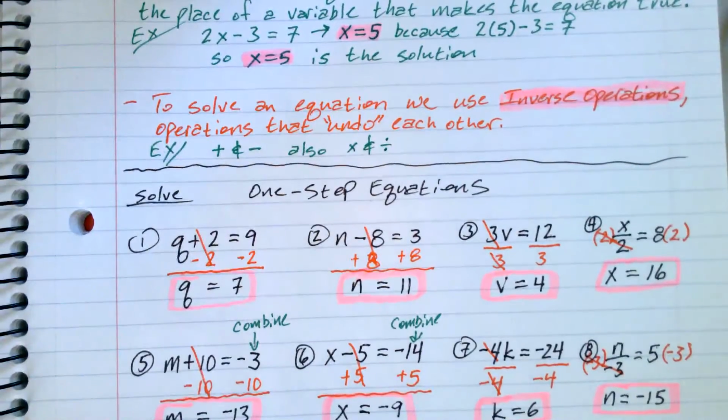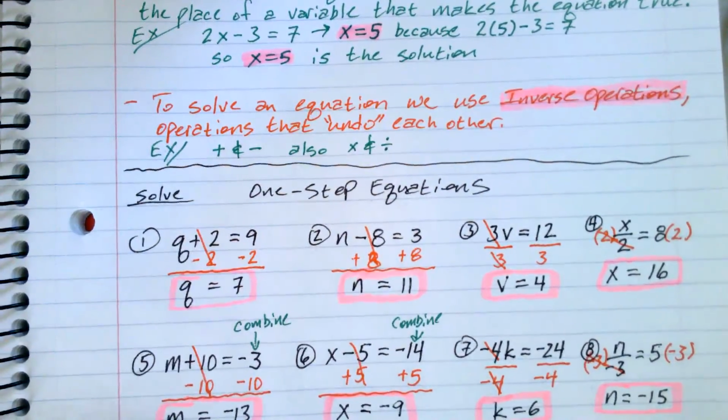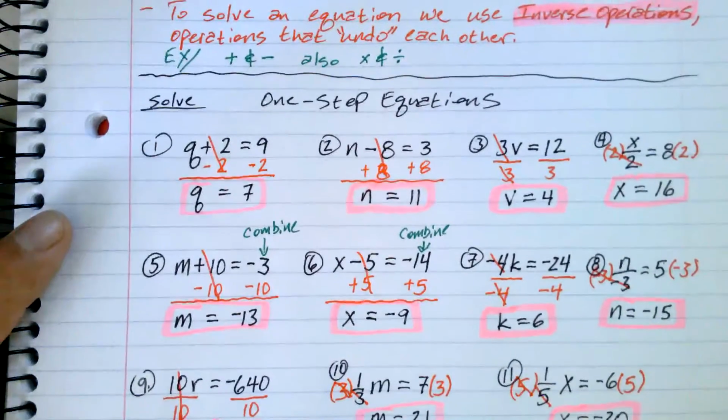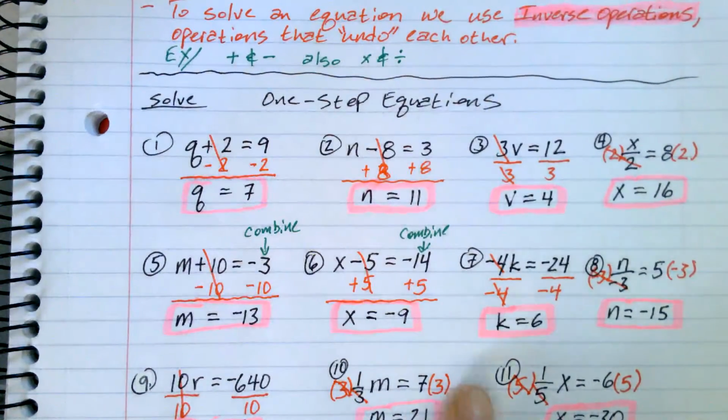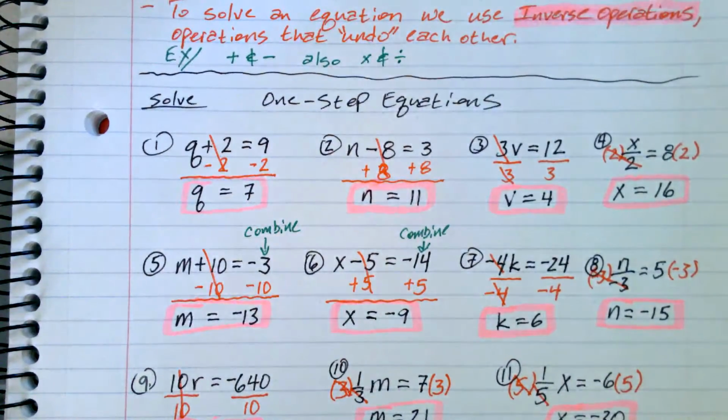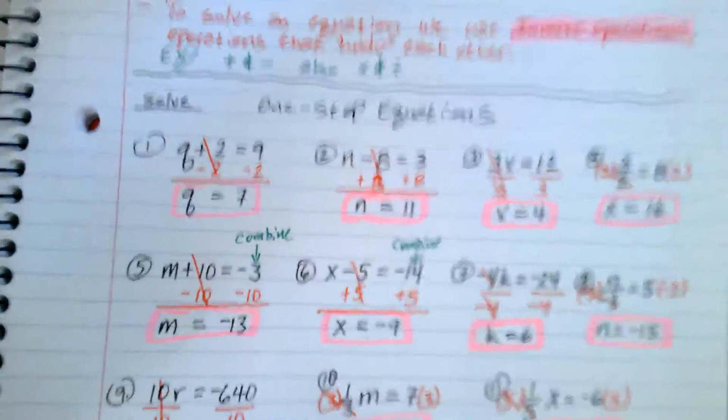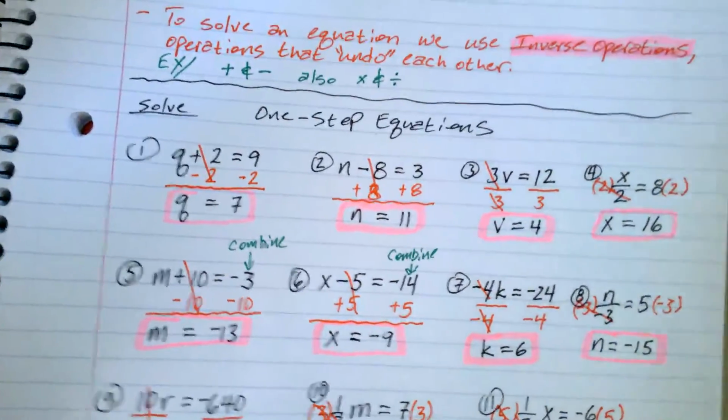Sometimes they'll be integers. You'll have negatives and positives. And sometimes they won't even be integers. Sometimes you'll get fractions. Sometimes you'll get decimals. We've already touched a little bit on the fractions, but we'll deal with them a little more than that. So I'm going to turn the page.